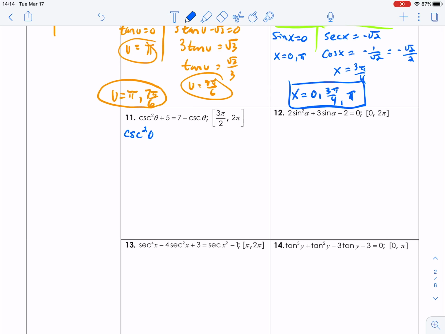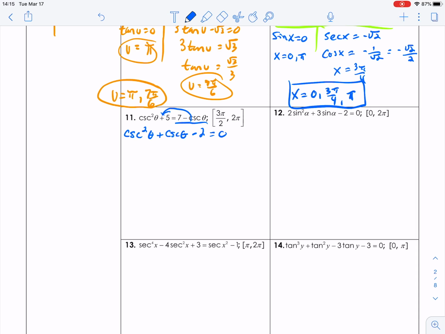Cosecant squared theta. Get the 7 over and the cosecant, so we will have plus cosecant theta. And then the 5 minus 7 will be minus 2. And that's all going to be equal to 0. I just brought both of those over here.